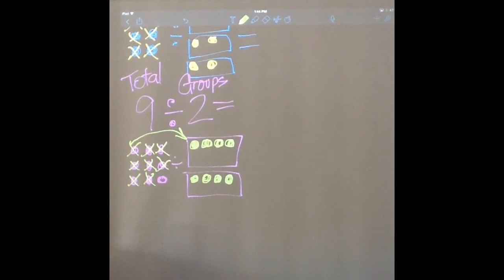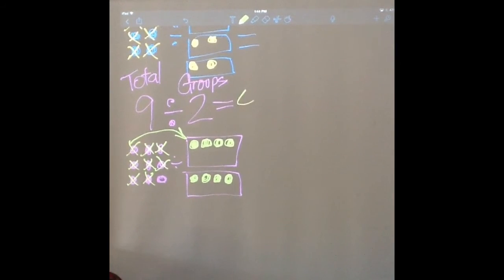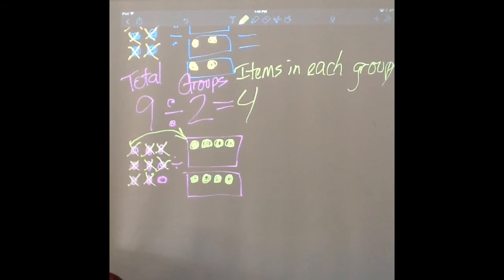Okay, what do I have? 8. How many do I have in each box? 4. I have 4 in each box. And we remember what we said? The answer is the, do you remember? Items in each group. The items in each group, aka box, right?